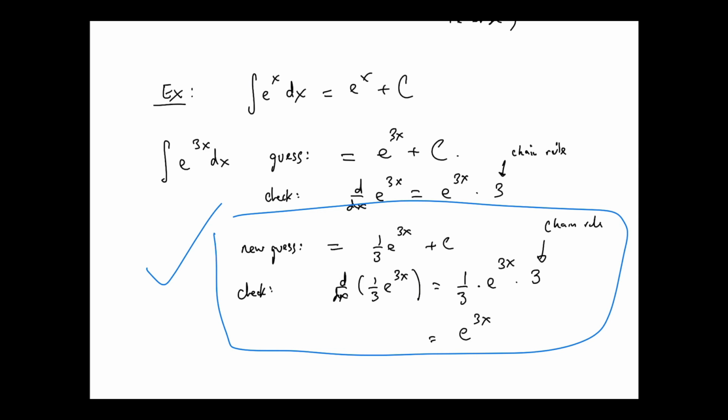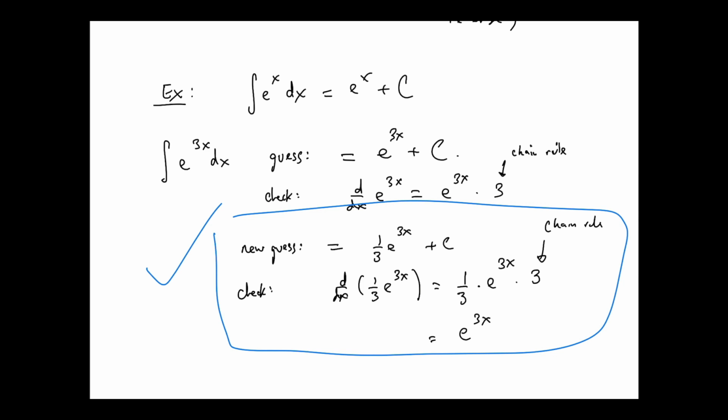Now, I deliberately chose a simple example here, right? It perhaps wasn't too hard to think, oh, it's off by a factor of 3, so I'll just throw a 1/3 out front and that fixes it, okay? But we're going to have to think about this in a slightly more sophisticated way for harder problems.